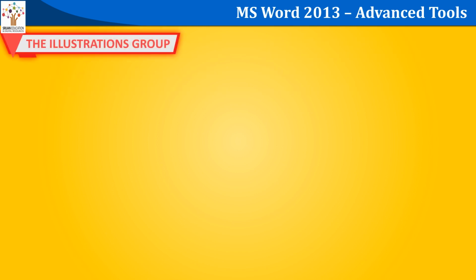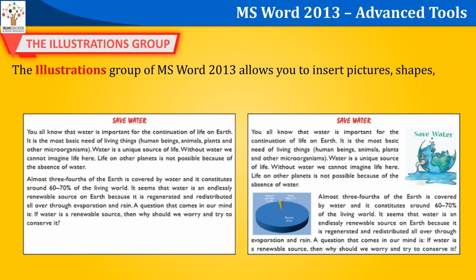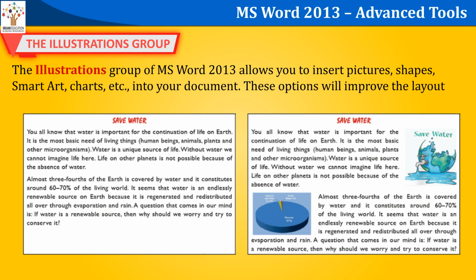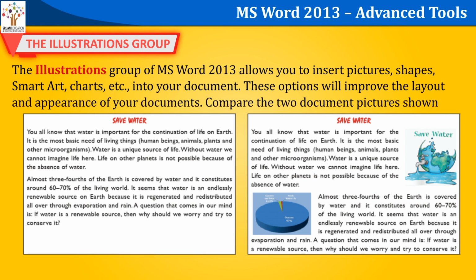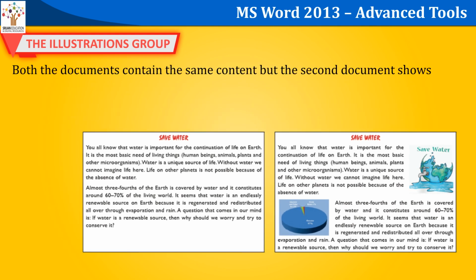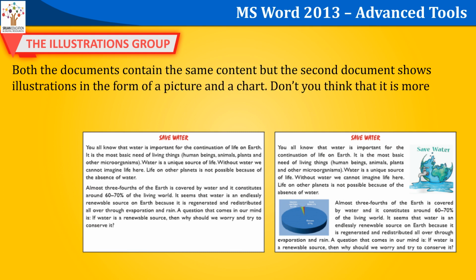The Illustrations Group. The Illustrations group of MS Word 2013 allows you to insert pictures, shapes, smart art, charts, etc. into your document. These options will improve the layout and appearance of your documents. Compare the two document pictures shown below. Both the documents contain the same content, but the second document shows illustrations in the form of a picture and a chart. Don't you think that it is more effective as compared to the first?